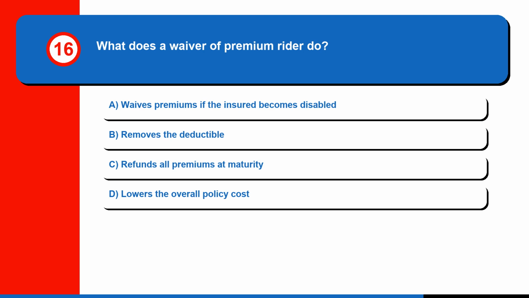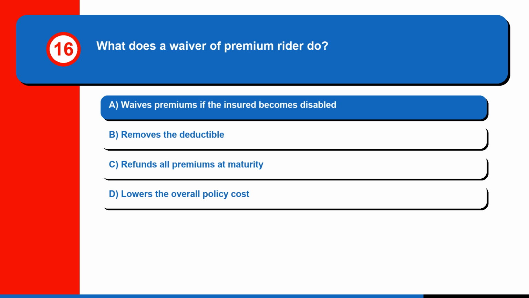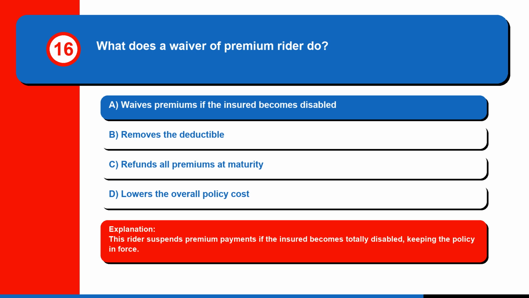Question 16. What does a waiver of premium rider do? A. Waives premiums if the insured becomes disabled, B. Removes the deductible, C. Refunds all premiums at maturity, or D. Lowers the overall policy cost. The correct answer is A. Waives premiums if the insured becomes disabled. This rider suspends premium payments if the insured becomes totally disabled, keeping the policy in force.